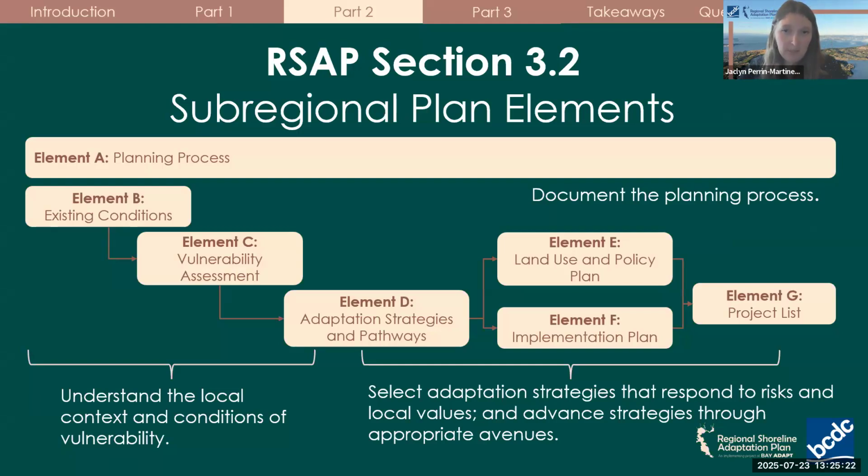Elements B and C help you understand the local content and conditions of vulnerability. Then elements D through G focus on selecting and advancing adaptation strategies that respond to your local risks and values while also advancing regional goals. We'll first explore elements A to C that build a foundation, followed by D through G that turn planning into action.